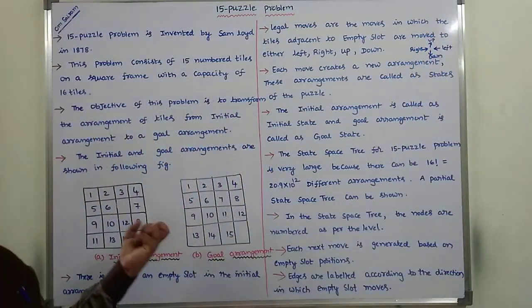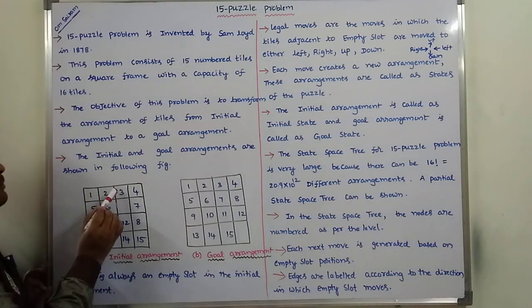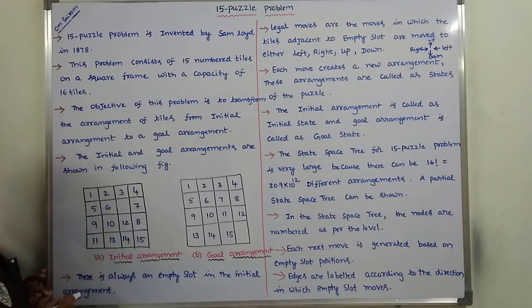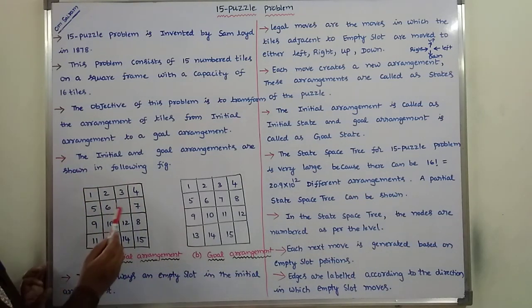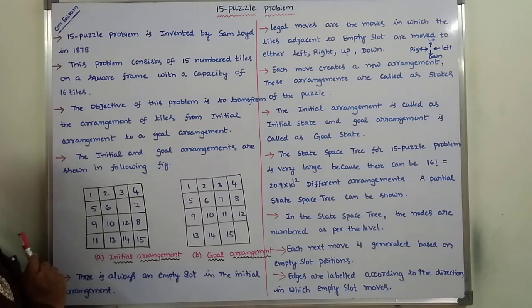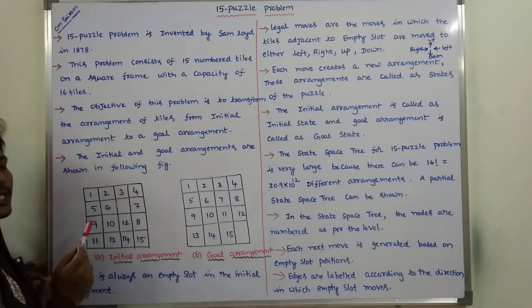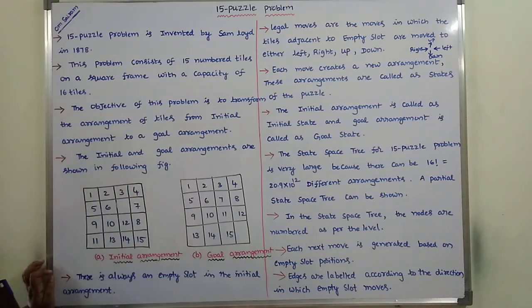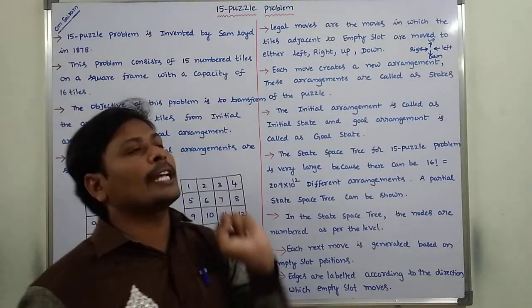Each move creates a new arrangement. Suppose the 3 tile is moved in the down direction. The empty tile moves to this position. Now this is one new arrangement. Next, 7 can be moved to this position and the empty tile moves to this position. That is one new arrangement. 6 can be moved to this position and the empty tile moves to this position. This is also a new arrangement. That means each move creates a new arrangement.